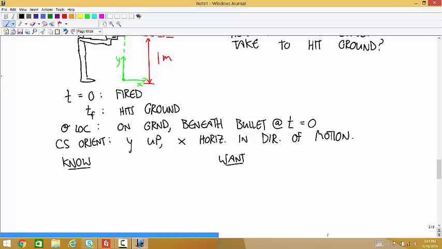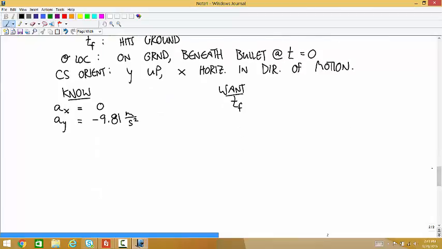Do we know time final? Nope, that's what we're looking for. Do we know acceleration? Yep. So AX is 0. AY is negative 9.81. In free fall problems, as long as the y-axis of your coordinate system is up, these are just always the answers. So you have an acceleration down and nothing horizontal.